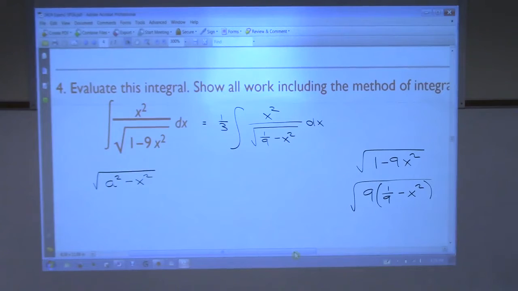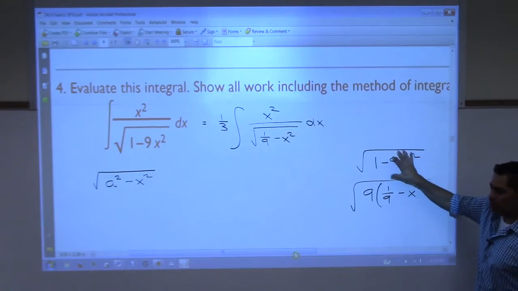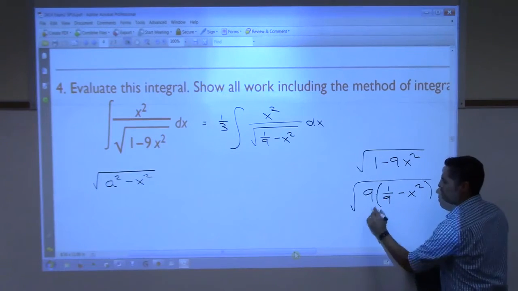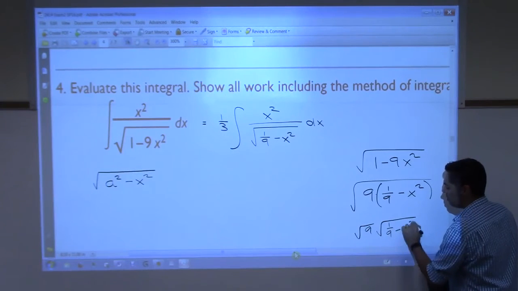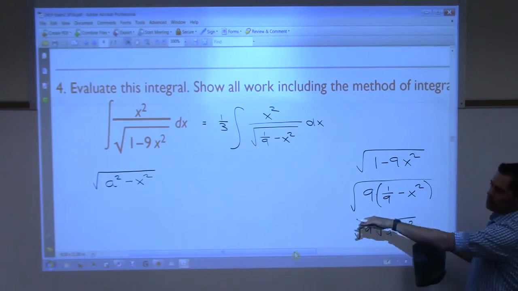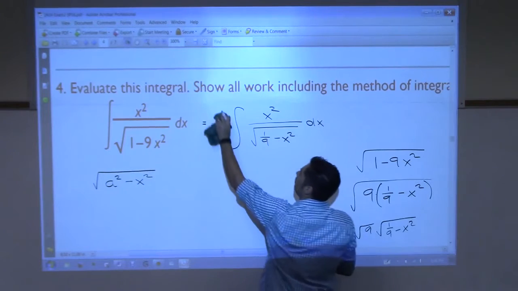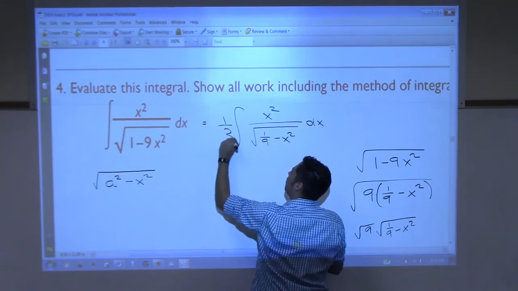Why is it 1/3 again? Remember, this was on the bottom, right? Okay. So that 9, I split it into 2 roots. Root 9 times root 1/9 minus x squared. That was 3, and since it was on the bottom, it comes out as a 1/3.